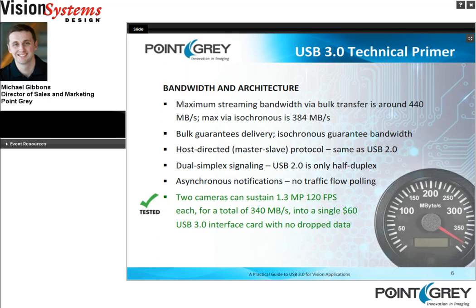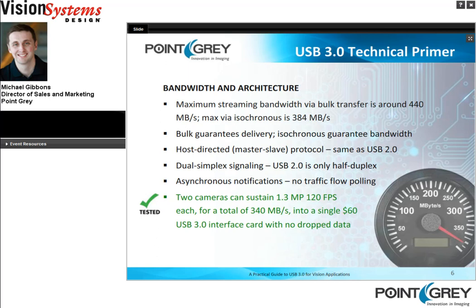So a little bit about bandwidth. Probably one of the biggest advantages of USB 3 is the bandwidth, as well as the actual architecture underlying USB 3. The maximum streaming bandwidth via bulk transfers is around 440 megabytes per second. The maximum via isochronous is 384 megabytes per second. Just to put that into context, that's about 10 times the bandwidth available with USB 2, 5 times that of FireWire-B, and about 4 times that of gigabit Ethernet.